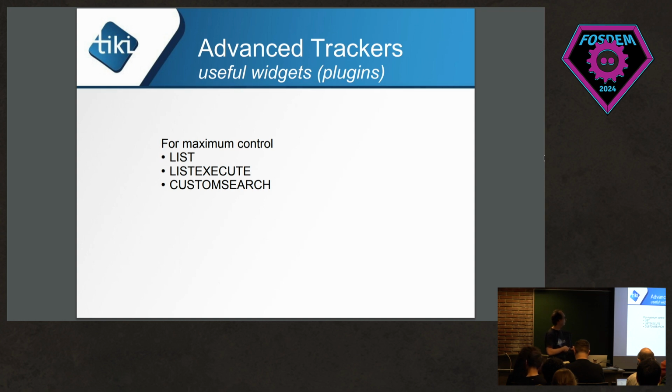These are basically the list widget, which we call a plugin. The list widget is super useful because that's what allows you to display stuff which comes from anywhere in Tiki, but here we are only interested in the tracker items. List execute is very similar to list, but that's not for displaying, that's for listing stuff and doing things on a whole bunch of tracker items at the same time, like deleting them or changing their status. Custom search is also closely related, and this is for allowing people to do searches, to filter. The end user has control in this case.